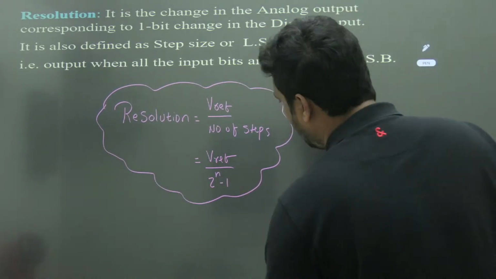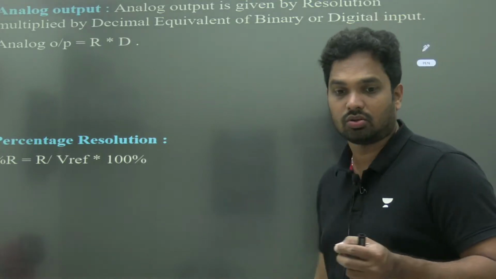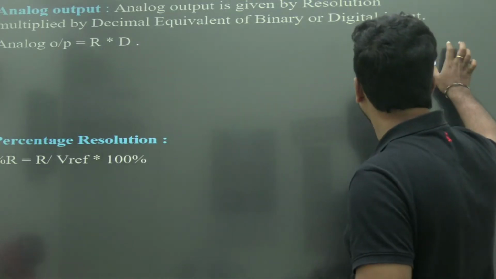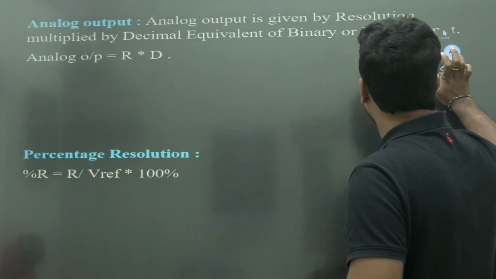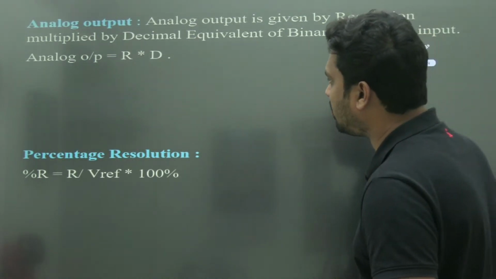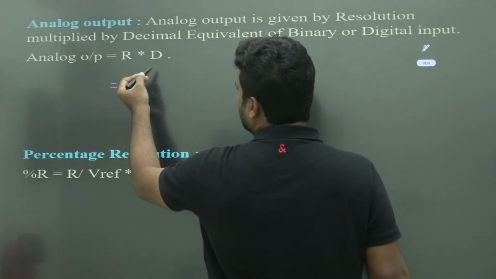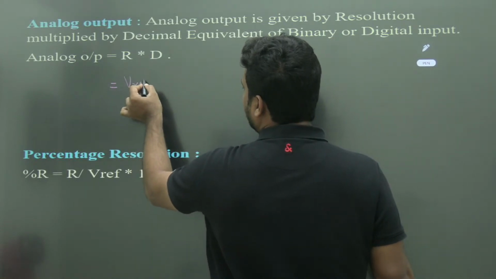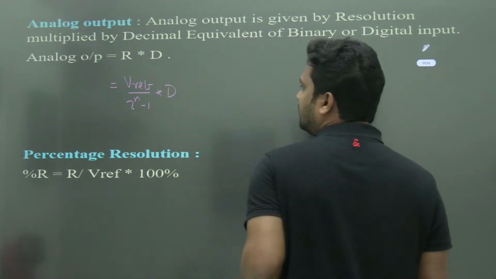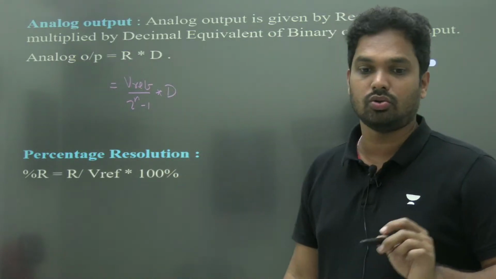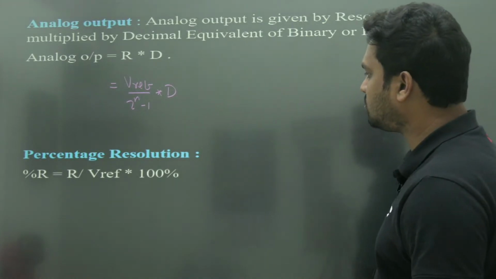Now let's move to the next, analog output. Whatever input you give, the output you are getting for any digital input is given by the analog output. The formula here is resolution into the decimal equivalent of the binary input. So V reference by 2 power n minus 1 into the decimal equivalent of the input will give me the output. Right?